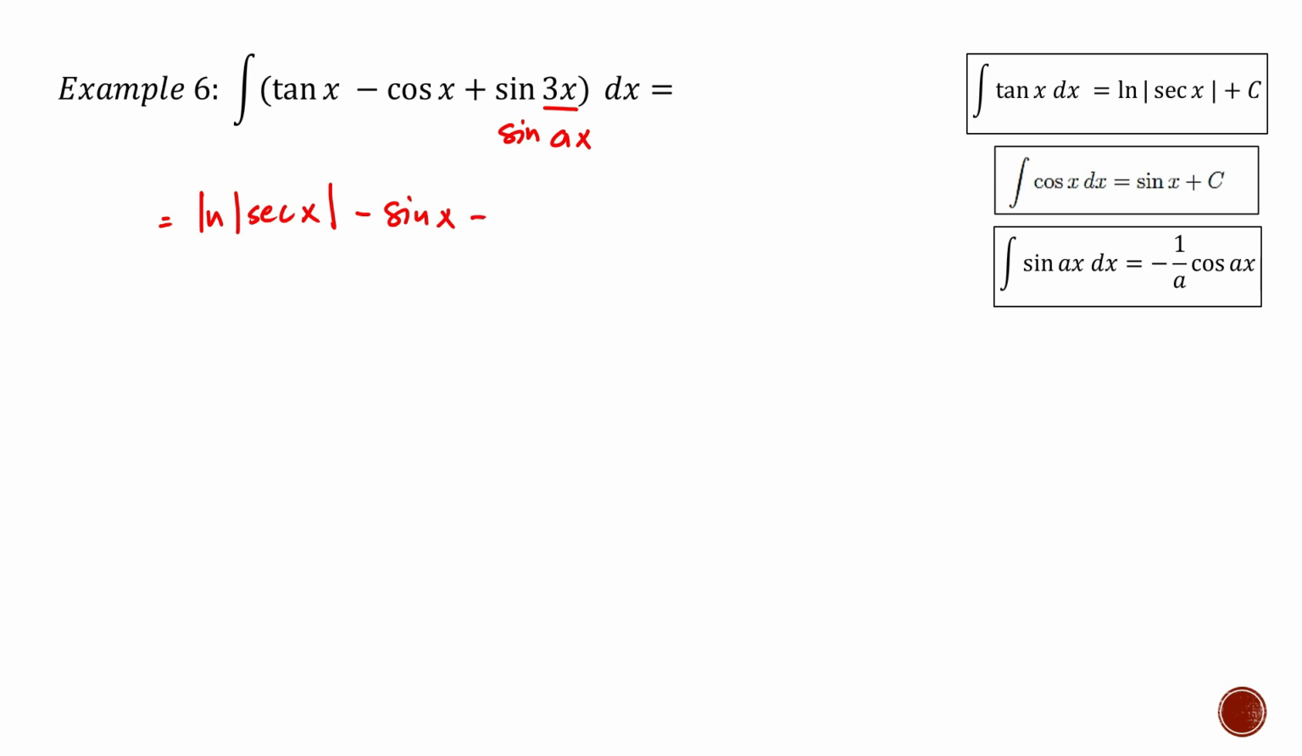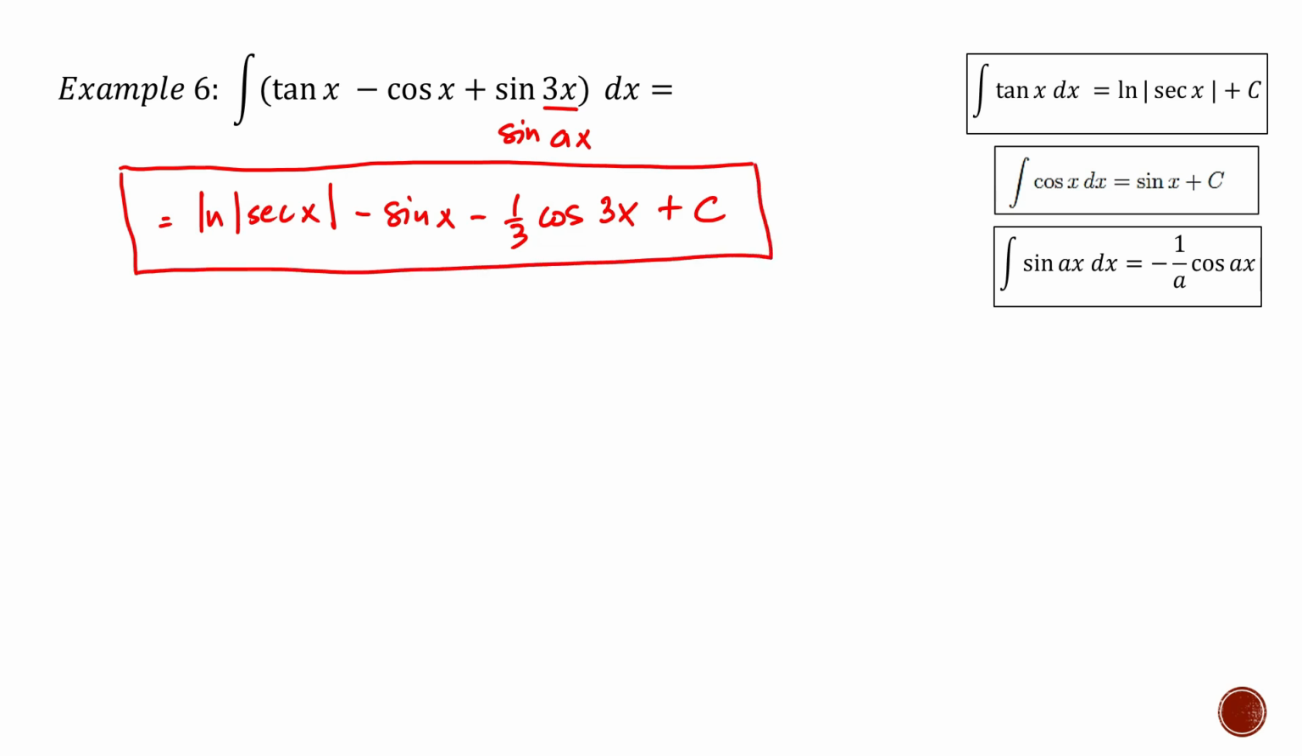minus 1/3 cosine 3x, and of course the plus c. Right? It looks kind of, oh, this is number 6. This is going to be difficult, but no, it's a lot easier, I think, than the previous 3.